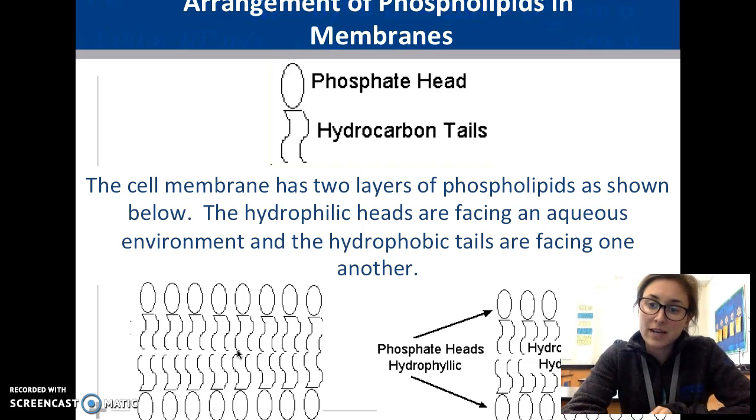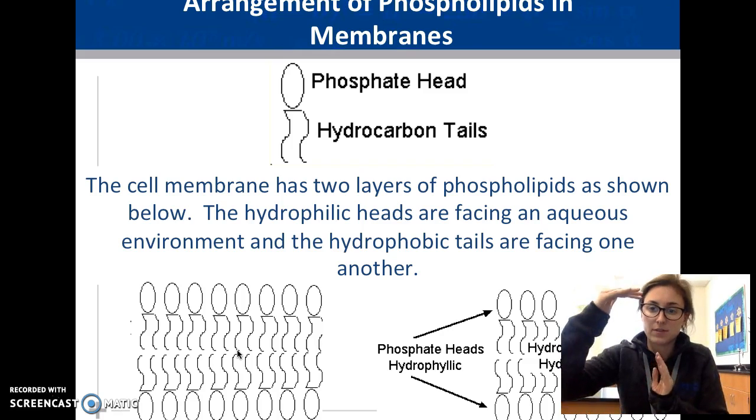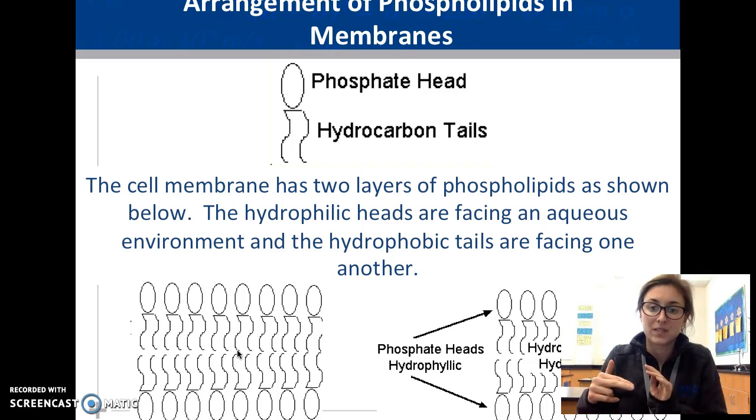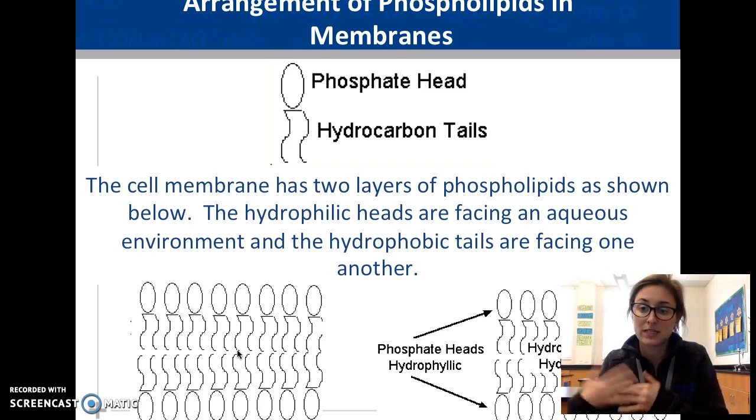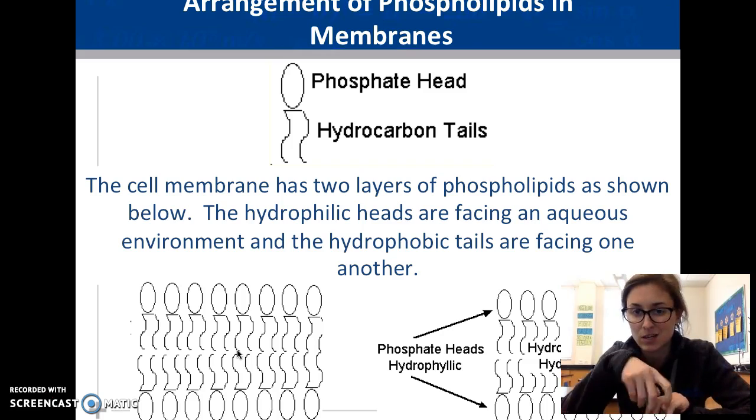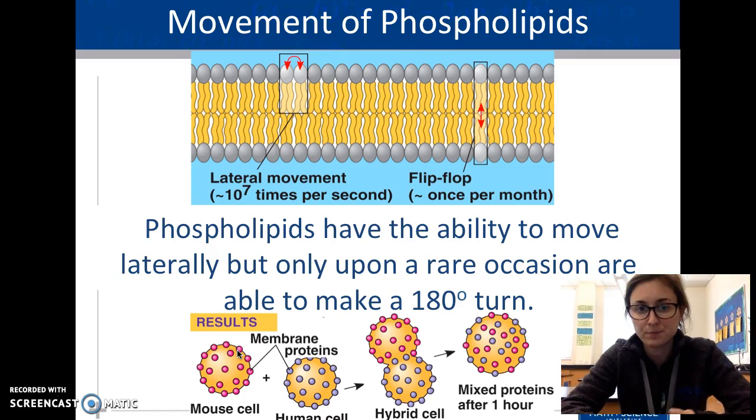The reason that they're arranged in such a way is so that both of the hydrophobic parts are pointed towards each other, and the heads are pointed either outside of the cell or into the cell. This means that both the outside portion and the inside portion can interact with water, whereas that inside layer where the tails are doesn't interact with water or polar liquids.